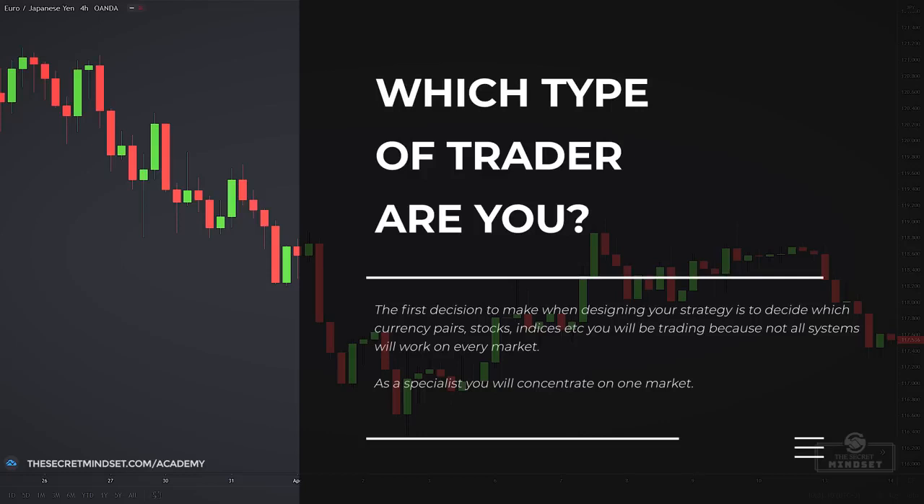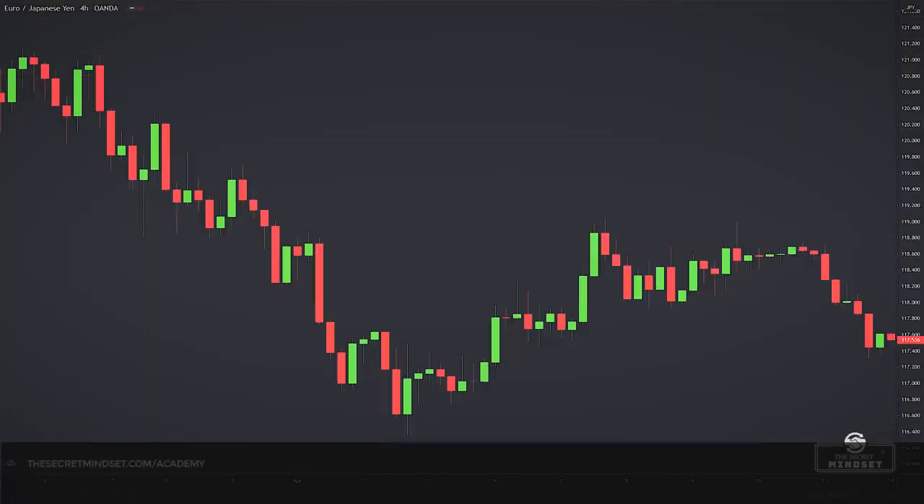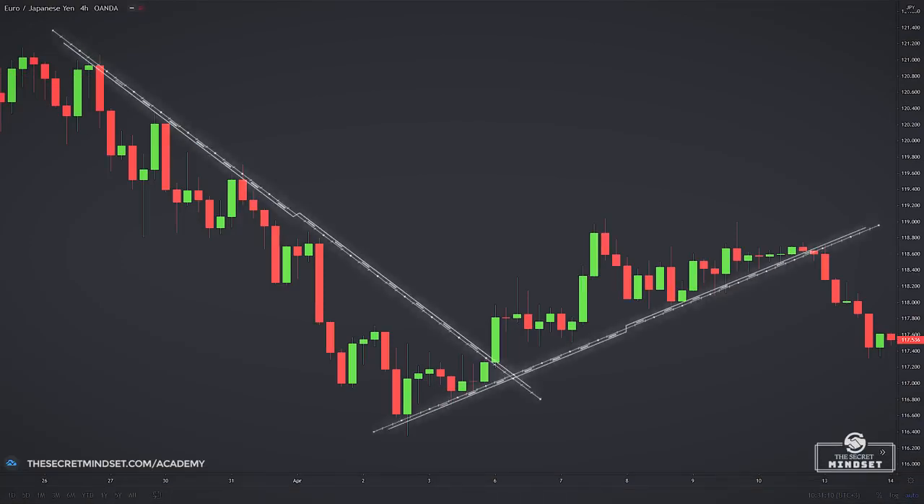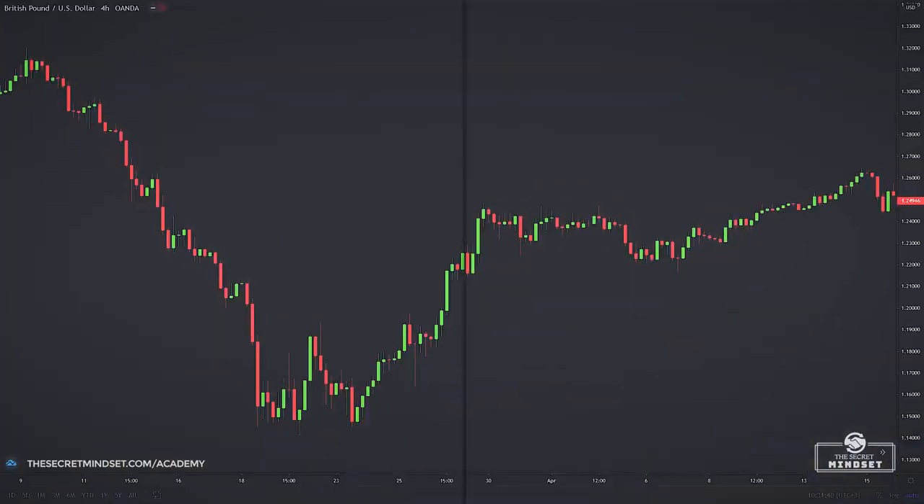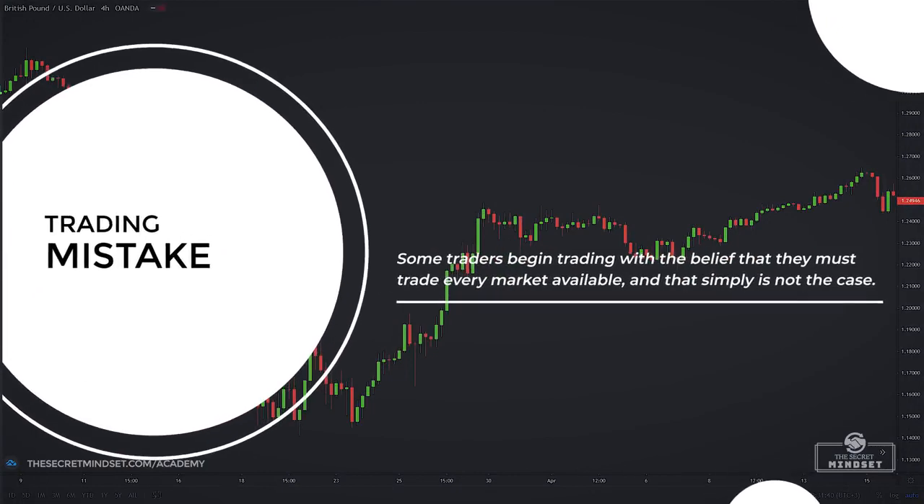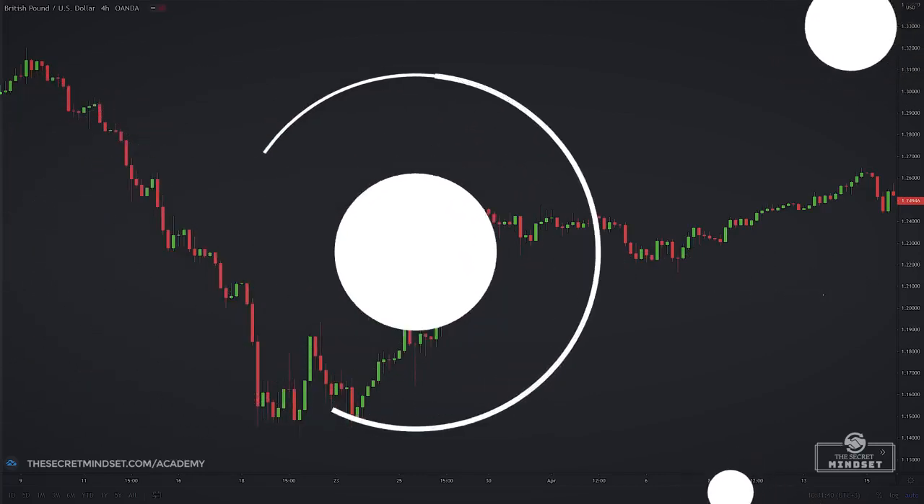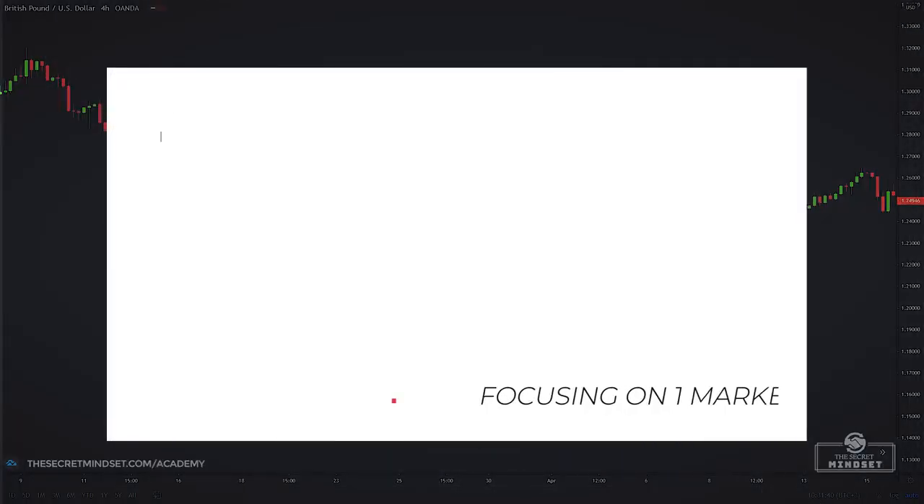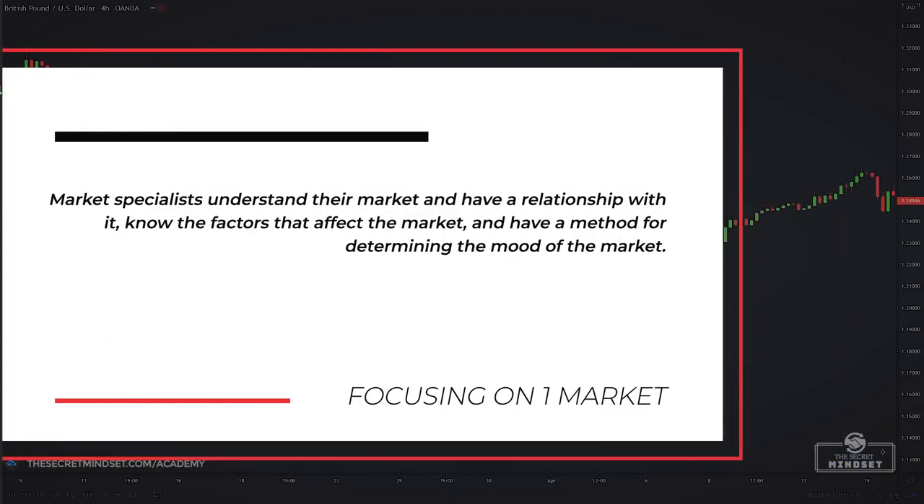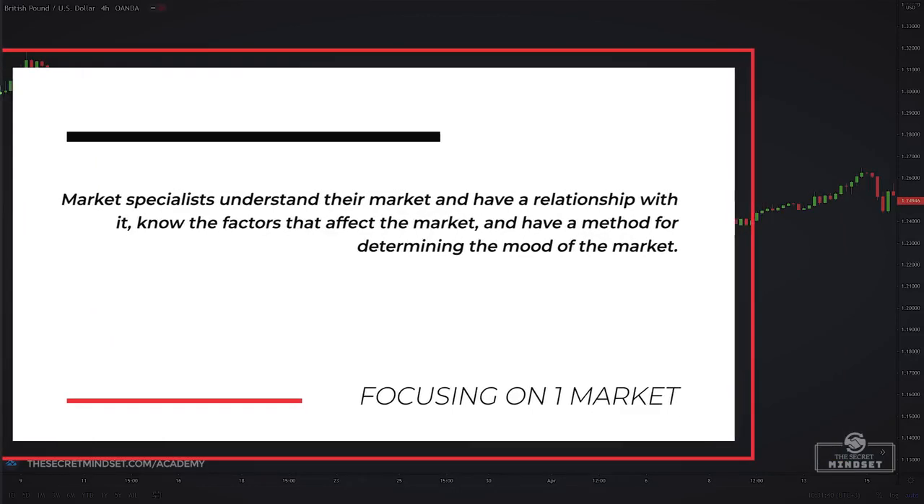The question becomes, which type of trader are you? You may decide between two basic trader profiles. The first is the market specialist. As a specialist, you will concentrate on one market. Some traders begin trading with the belief that they must trade every market available, and that simply is not the case. Market specialists are some of the most profitable traders on the planet, and many of them have a high win rate. This comes with the understanding of the market and having a relationship with it, the factors that affect the market, and the method for determining the mood of the market.